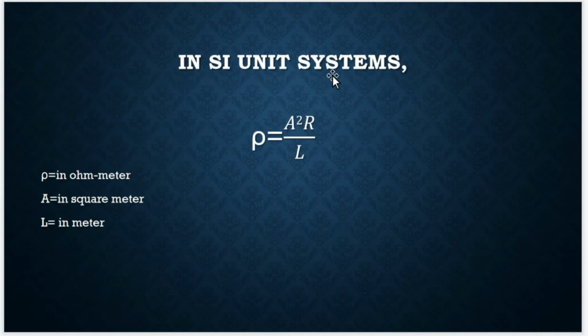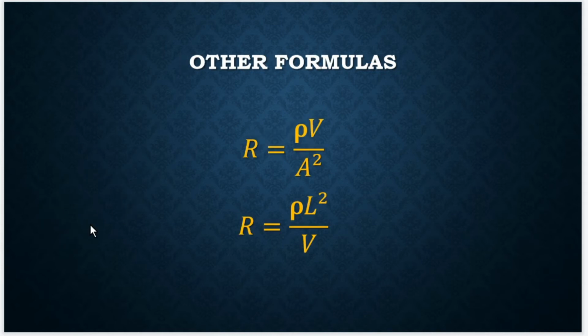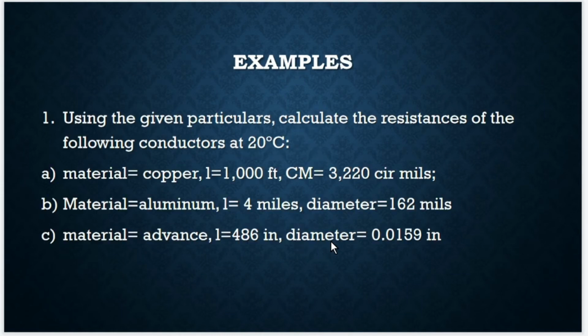In the SI unit system, the resistivity is equal to A R over L. If we are going to solve for the resistance, R is equal to rho L over A. Your rho in SI unit is in ohm meter, area is in square meter, and length is in meter. Other formulas: the resistance is equal to rho V over A squared, and R is equal to rho L squared over V. So we will solve examples.